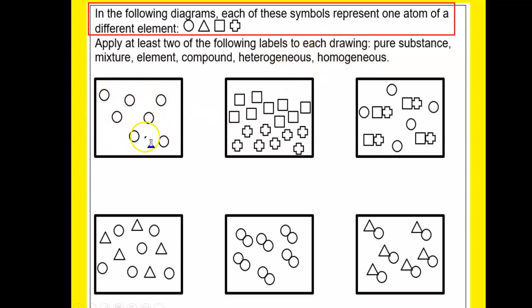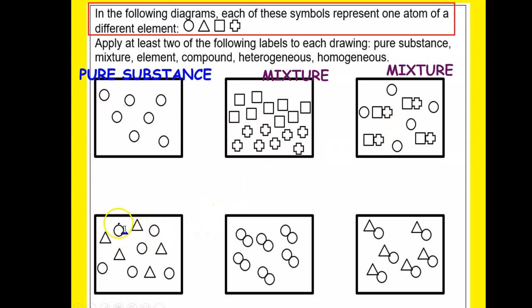So when we look at this substance, we look to see, are these all the same particles throughout the entire substance? Since they are, then we know that this is a pure substance. When we look at this substance, you can see that we have different particles throughout the entire substance. So therefore, this is a mixture. When we look at this one, again, we do not have the same particles throughout the entire thing. So therefore, this is a mixture.